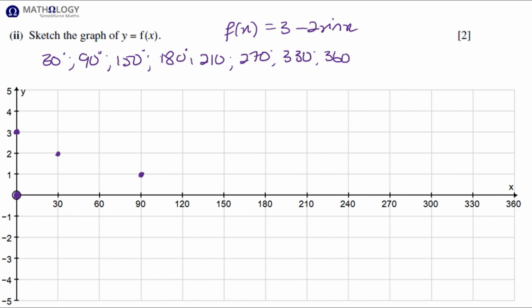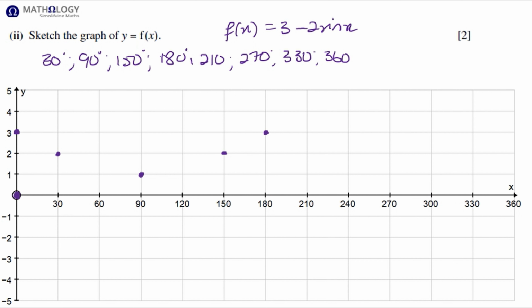120, sine 120 is the same as sine 60. It also won't work because sine 60 is root 3 over 2, an irrational number. Sine 150 is the same as sine 30, which is a half, times minus 2 is minus 1, 3 minus 1 equals 2. And you can see that we are now starting to repeat values. Sine 180 is 0. 0 times minus 2 is 0. 3 minus 0 is 3. So at 180, we have a y value of 3.